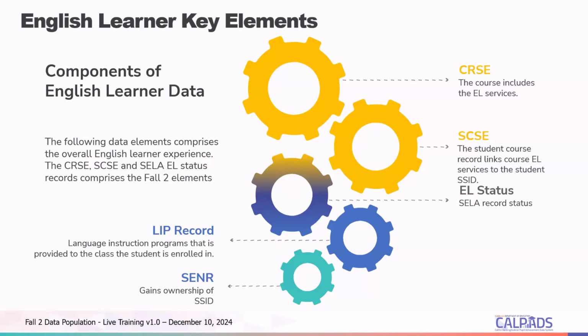And then the third step to report English learner services to a student is to submit student course section enrollment records to associate a student to the course that has those English learner services attributes. So the second 2 steps in reporting English learner services are done in Fall 2, and the first step is to report the student as an English learner, which is done in Fall 1.